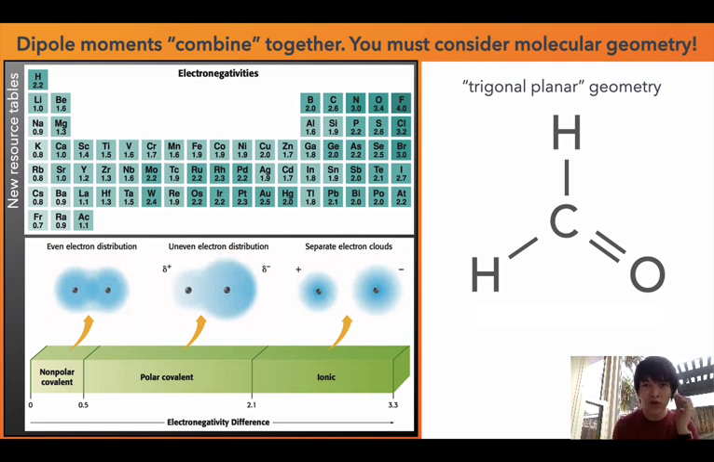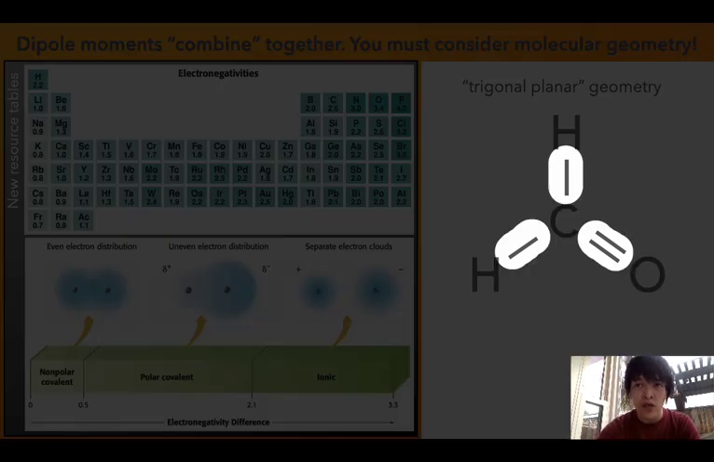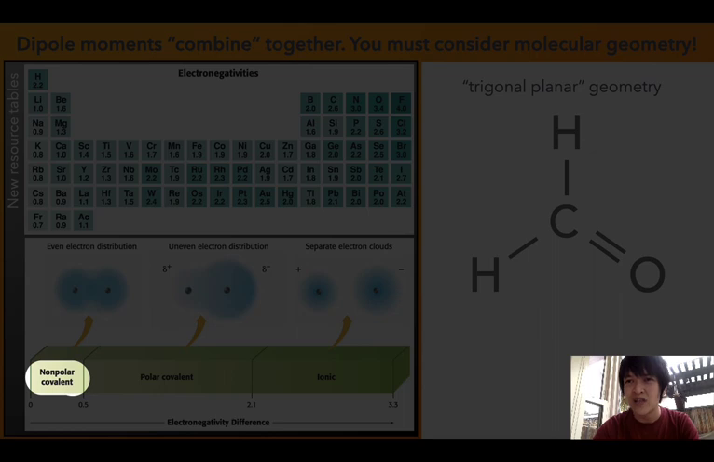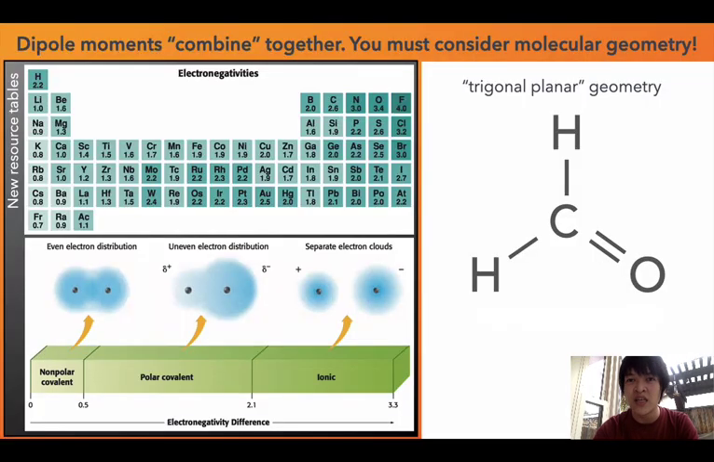Last example, and this one's also a trigonal planar molecule. We have to find the electronegativity difference values for these three bonds. Two of them are the same, so let's calculate it once for these two. For carbon-hydrogen bonds, the difference in their electronegativities is 0.4. This makes the bond nonpolar covalent, which means that there is already an even electron distribution, and we don't even have to draw a dipole moment arrow for any of the carbon-hydrogen bonds.